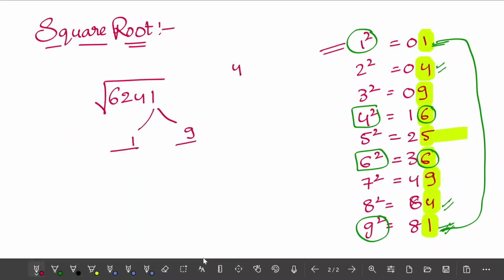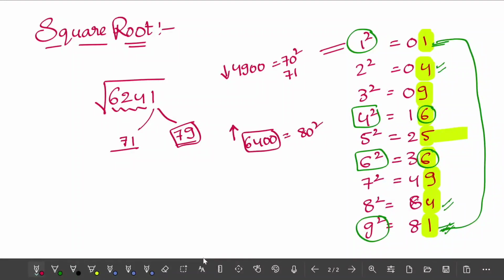Now observe the entire number. This number lies between 4900 and 6400. Lesser than 6400, greater than 4900, which means greater than 70 square and lesser than 80 square, which means either it is 71 square or it is 79 square. See, with some common sense we can simply tell this is 79 square. Sir, how does common sense work here? Because 6241 is very close to 6400, which means the answer will be very close to 80 square. And which of these two is close to 80 square? 79 only.